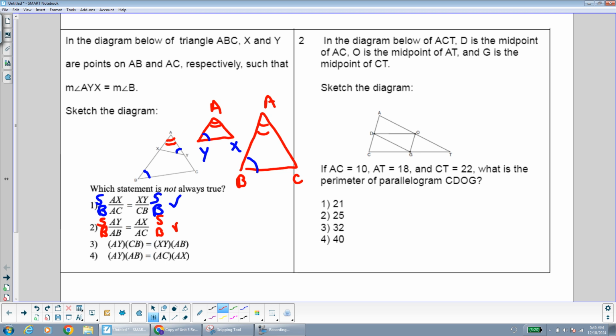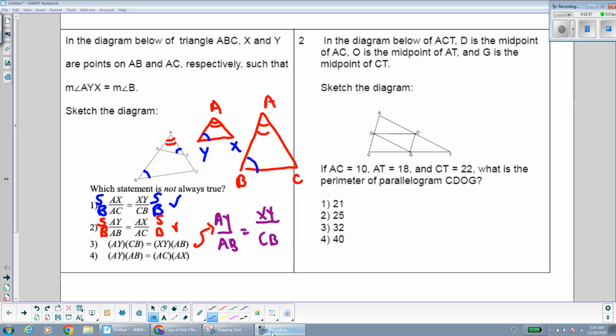For number 3, I'm going to actually write the proportion that would lead to this product. So that would be AY over AB equals XY over CB. And then we can check that out. AY is from the small triangle. AB corresponds to it from the big triangle. XY is from the small triangle. And that does correspond to CB. So that's good as well.